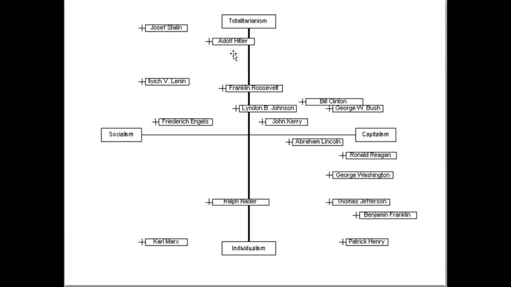We have Lenin over here as well, and then Stalin is much more of a totalitarian and socialism leading into communism. And then, of course, Karl Marx is down here with socialism and individualism as well. So just kind of an idea of where everybody stands.